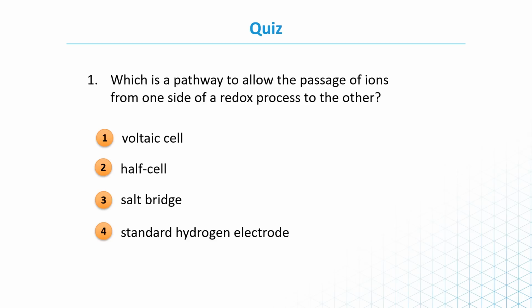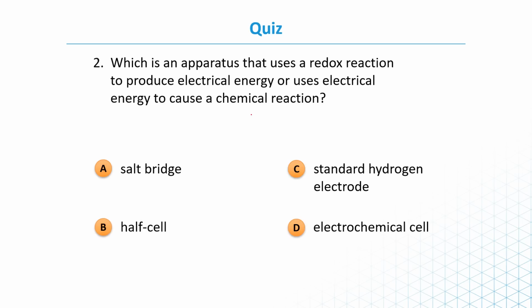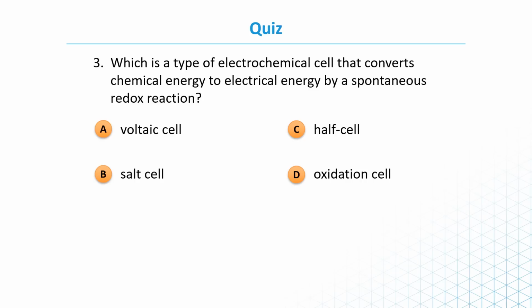So, which is a pathway to allow the passage of ions from one side to another side of a redox reaction? تكلمنا عليه صح؟ Which one? Salt bridge صح؟ We saw it here. This is the salt bridge. It allows the pathway for ions. Which is an apparatus that uses redox reaction to produce electrical energy or uses electrical energy to cause a chemical reaction. يعني اللي هو الالكتروليتيك سيل والفولتايك سيل الاثنيناتهم نوعين من انواع الالكتروكيميكال cells. Okay. Which is a type of electrochemical cell that converts chemical energy into electrical energy by a spontaneous redox reaction. Well done. It's the voltaic cell اللي هي احنا بنركز عليها في هذا الدرس. Okay.